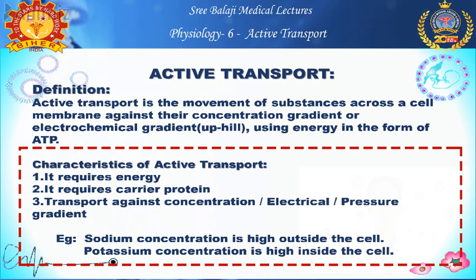Since the transport of substances occurs against a chemico-electrical gradient, this process is also called uphill movement. Substances transported actively across the cell membrane include ionic substances and non-ionic substances. Ionic substances such as sodium, potassium, calcium, and non-ionic substances like glucose, amino acids, and urea.